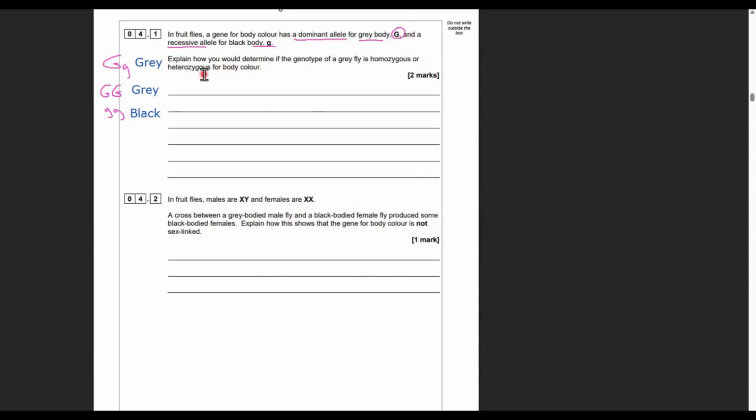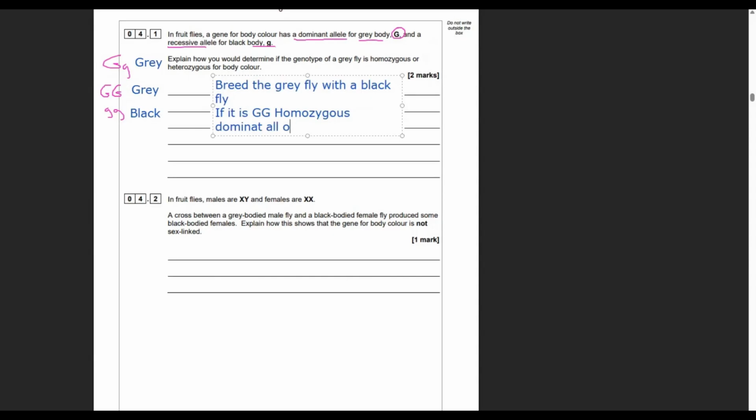Lowercase gg is black. So if I've got a grey one, how would I know whether it was big G, little g, or big G, big G? Now, you can't tell from looking at the fly. You're going to have to breed it, going to have to get the grey fly and a black fly to reproduce, and then you can look at the offspring.